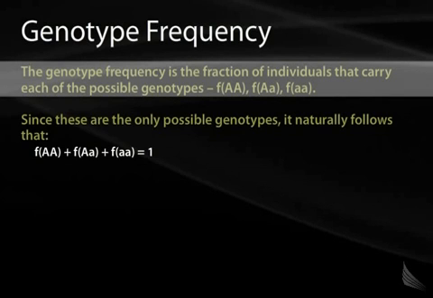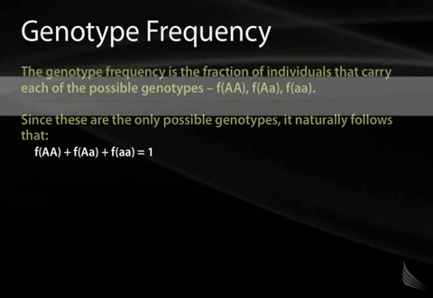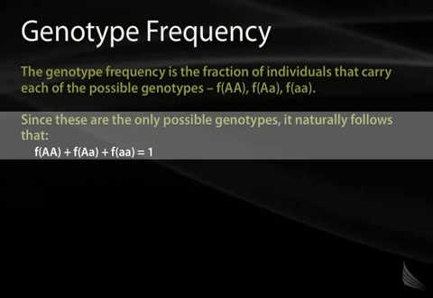Now, let's go into genotype frequency. The genotype frequency is the fraction of individuals that carry each of the possible genotypes. So now we've moved up one step from alleles. We're not talking about the number of alleles, we're talking about the frequency of a genotype. So frequency of big A plus big A, frequency of heterozygotes, and frequency of little a. Okay? Since we only have 2 alleles, there are only 3 possible genotypes.